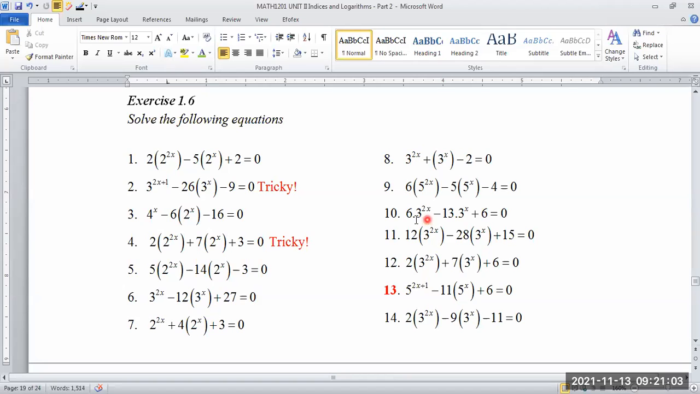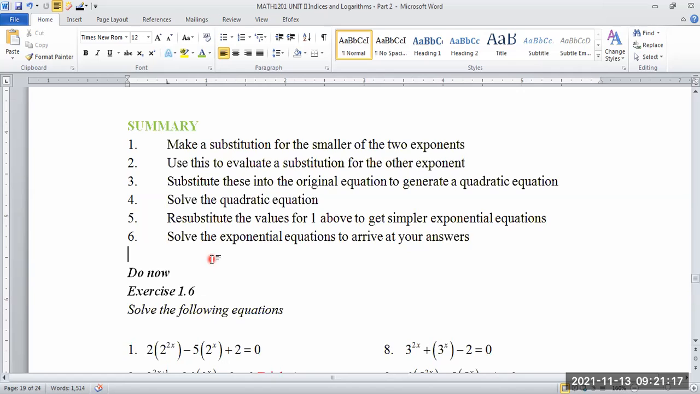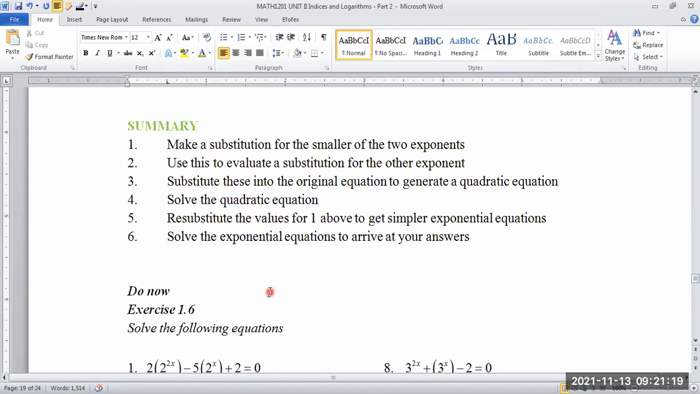Let us look at 10. This is 6 times 3 to the 2x. And this is 13 times. All right. So yes, Andrew, for this level, it is always going to be a smaller and a bigger. You don't have to worry about that.